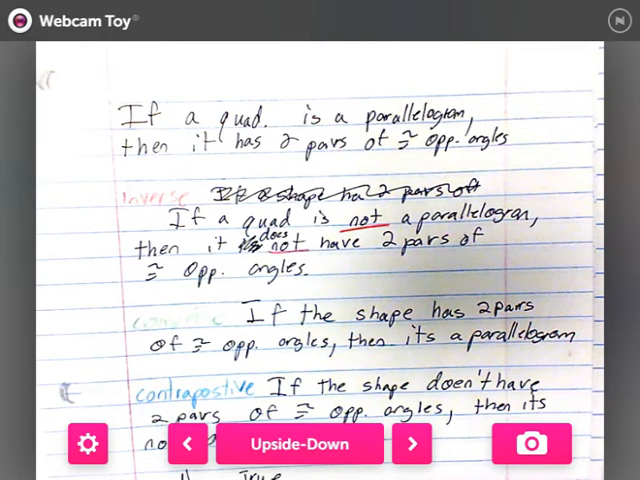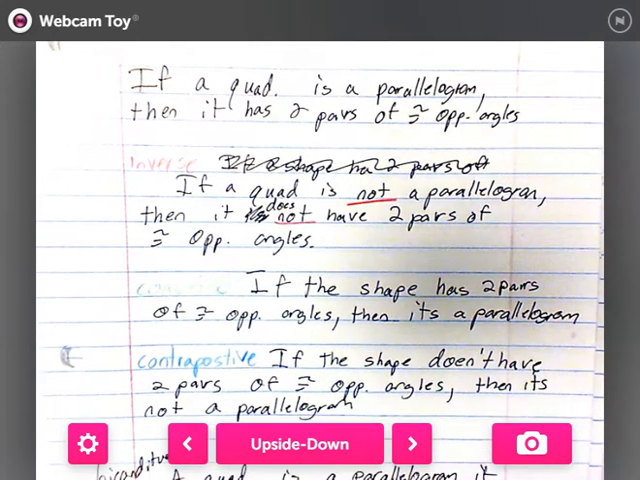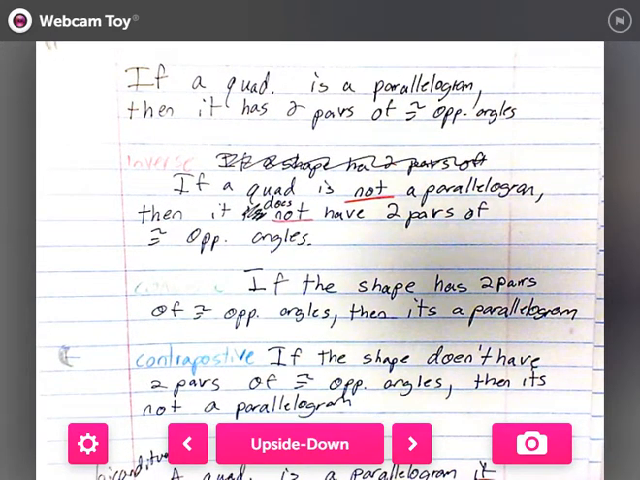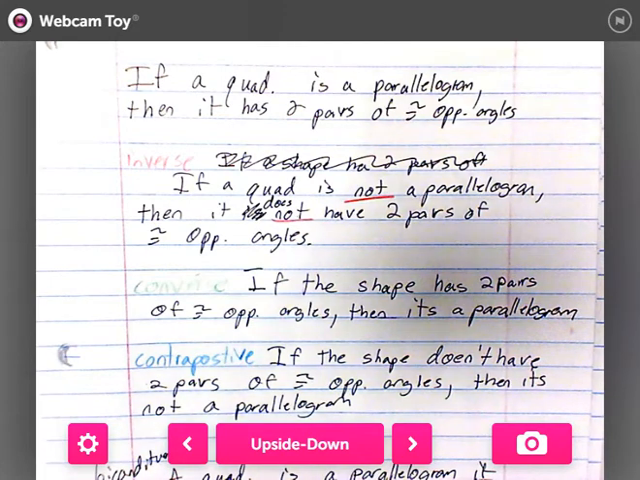My converse, if the shape has 2 pairs of congruent opposite angles, then it is a parallelogram. And I'm going to move it up just a little bit so we can see contrapositive, and I'll stop there. If the shape doesn't have 2 pairs of congruent opposite angles, then it's not a parallelogram.